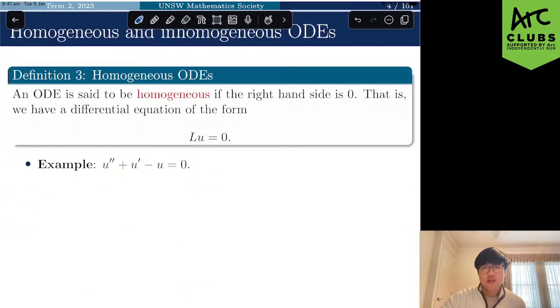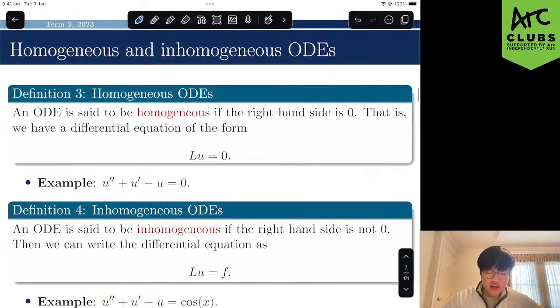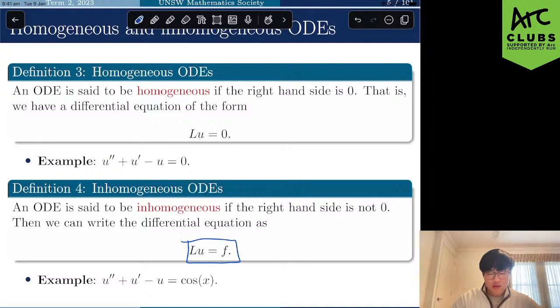Now looking at homogeneous ODEs. Hopefully everyone is comfortable with homogeneous ODEs. This is some stuff which would have been covered in first year courses. Homogeneous ODEs is essentially just when you have nothing on the right hand side, so the right hand side is equal to 0. A clear example is this here, where you have a linear ODE on one side equal to 0. If we do have something on the right side, we call that an inhomogeneous ODE. So we now have that f term, the function of x on the right. An example is just cosine. If we have a cosine here, it's now an inhomogeneous ODE.